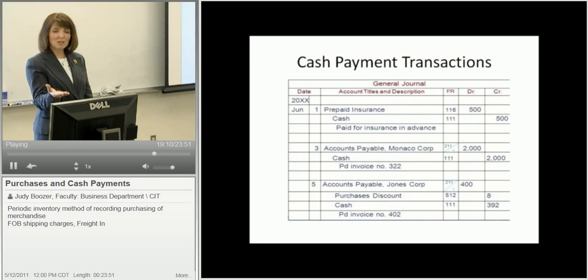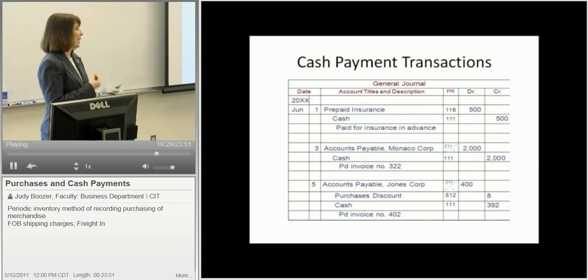The next one is what? If you're debiting accounts payable, are you increasing it or decreasing it? Debiting accounts payable. Decreasing it. So you're making a payment on account, and you're paying cash for it. So again, that's a payment of a liability or a debt that you owe.